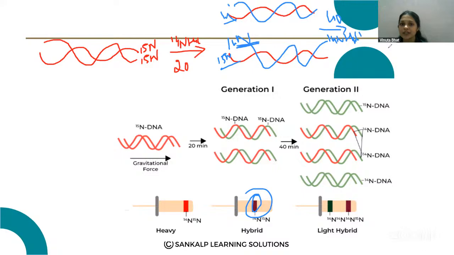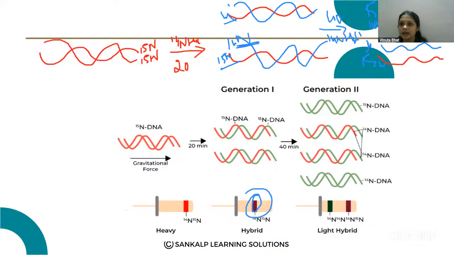Then let us see what happens next. Again both parental strands separate. I will take a different color. So this is the red color strand, and we'll draw one more red color strand here. The parental strands are separated. Here also a blue color strand and another blue color strand. The blue strand has 14N. So this is 14N, 14N, and this is 15N, and this is also 15N.